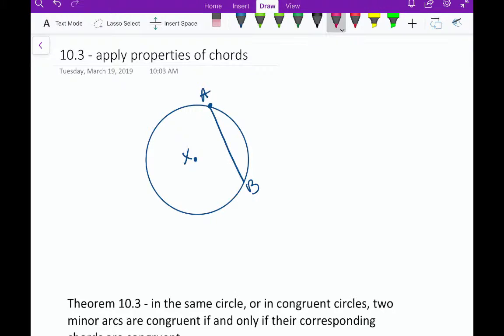This is the video for Geometry 10.3. We're going to be applying properties of chords in circles. Before I get started with our theorems, I need to mention something about chords and the arc.